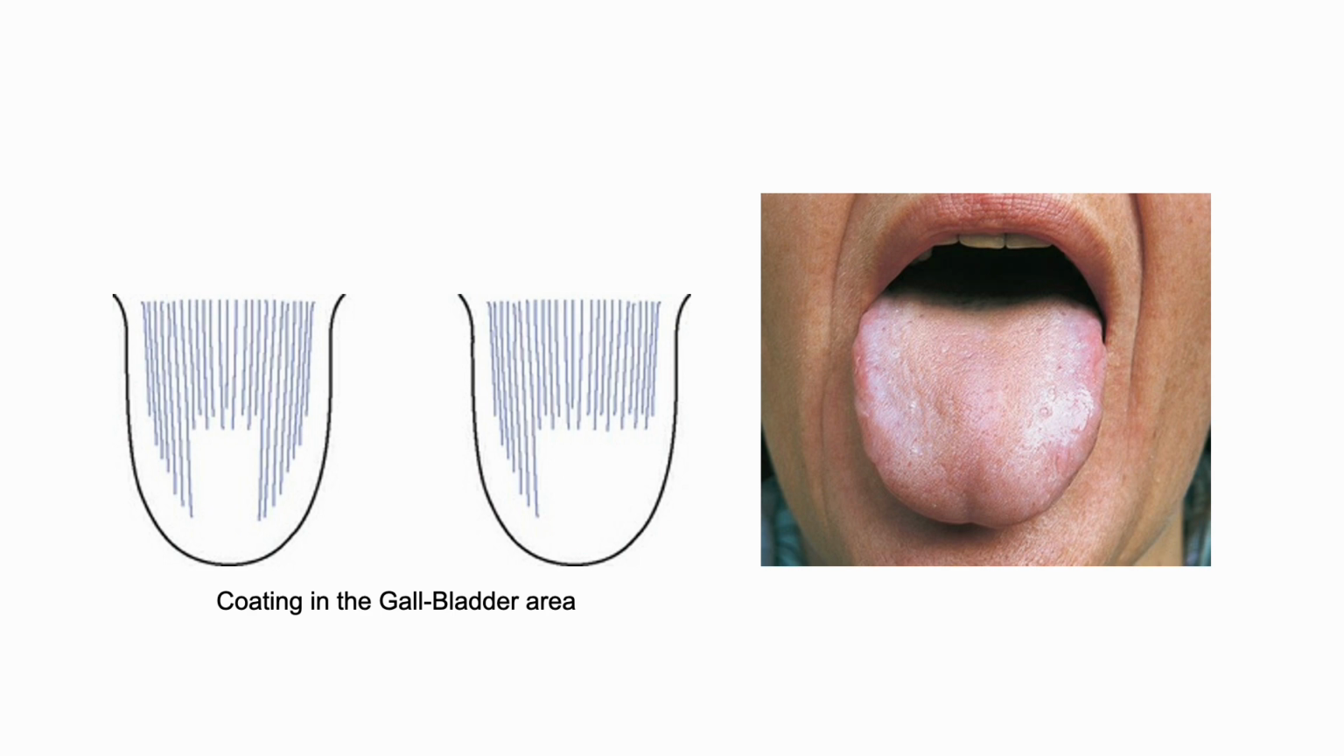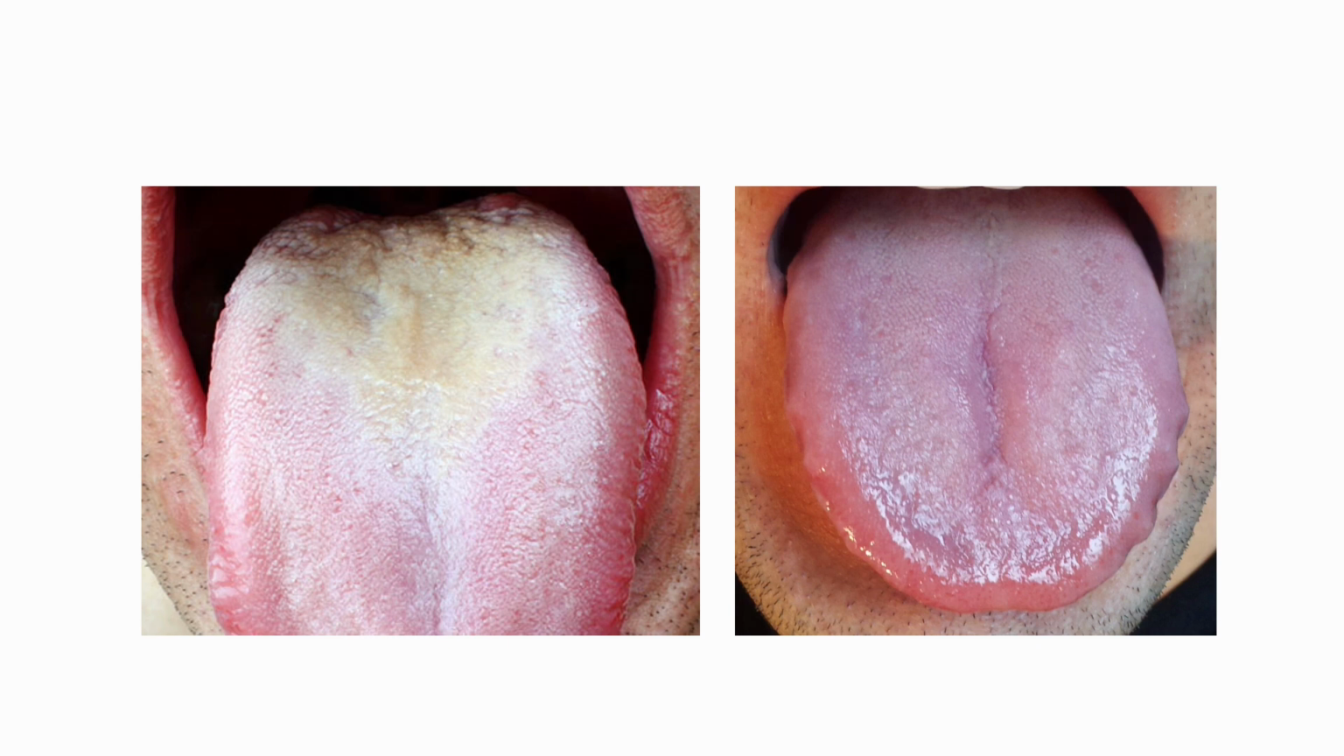The most common one is a bilateral or unilateral coating that comes forward in one or two strips on the edges. The normal coating should be relatively moist, indicating a good supply and movement of body fluids. If the coating is too dry, it indicates either heat or yin deficiency. If the coating is too wet, it indicates severe yang deficiency.